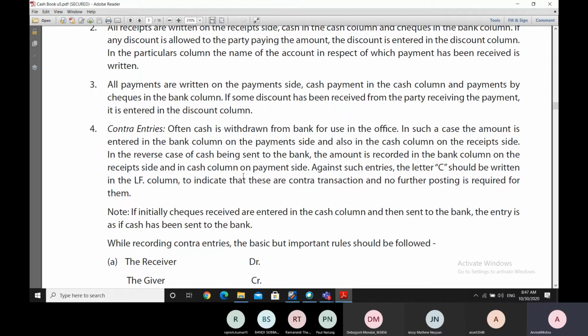And in case of such entries, the letter capital C would be written in the ledger folio column to indicate that these are contra entry transactions, where cash is either taken from the office and deposited into the bank, or it has been withdrawn from the bank and brought to the office. And once we write this letter C over there, we don't need to make any further posting for these entries.